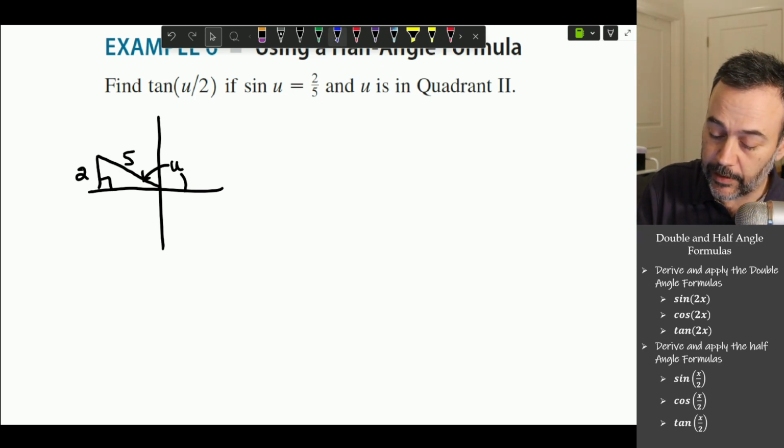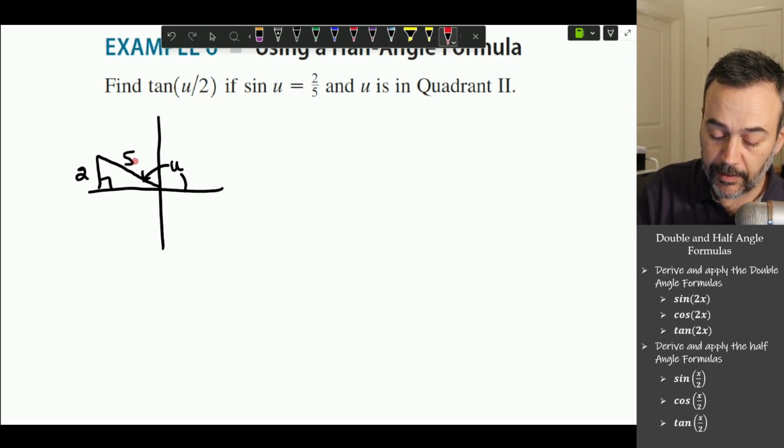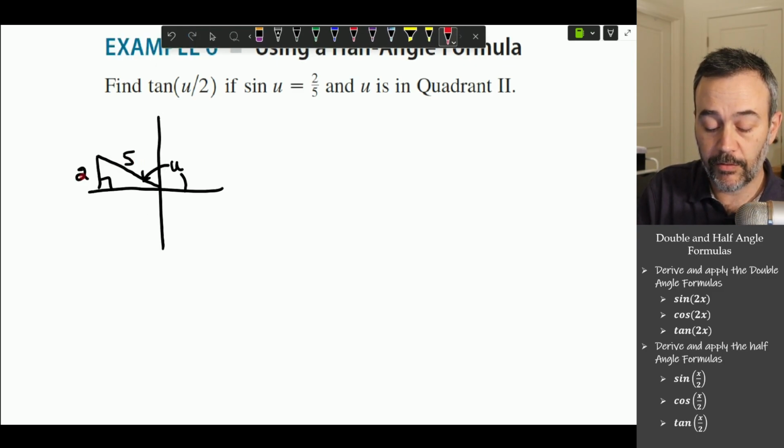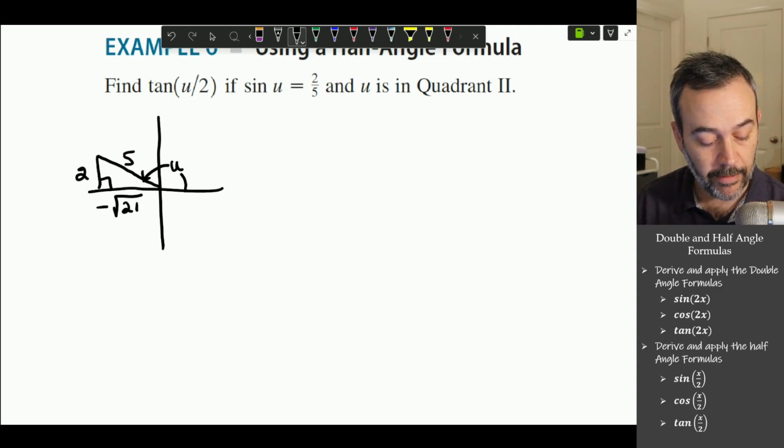So we need to use the Pythagorean theorem to figure out this other side. Well, that would be 5 squared is 25, 2 squared is 4, 25 minus 4 is 21. So this side would be square root of 21, and it's negative because it's going to the left.